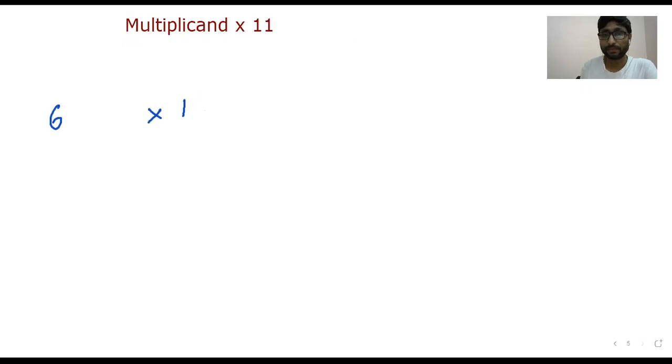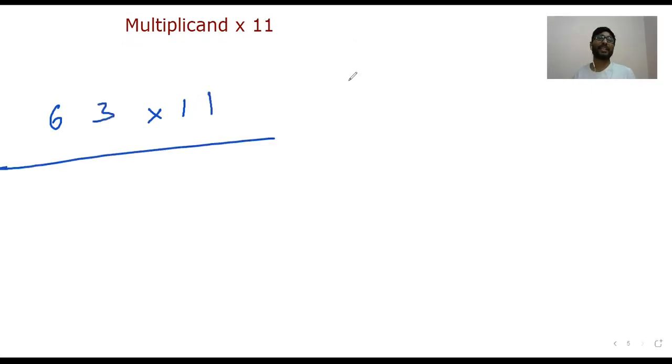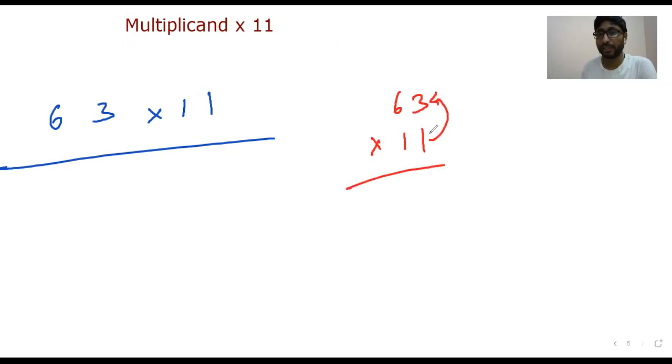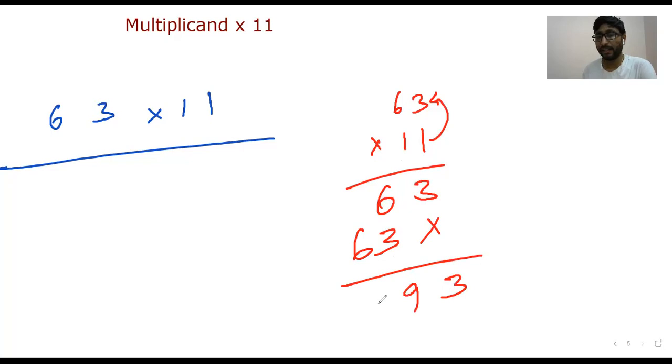63 multiply with 11. You know the general multiplication, right? 63 multiply with 11 will give you 1 into 3, 3, 1 into 6, 6, leave the space, 1 into 3, 3, 1 into 6, 6, say 3, and 9, 6. This is what you need to do, right?